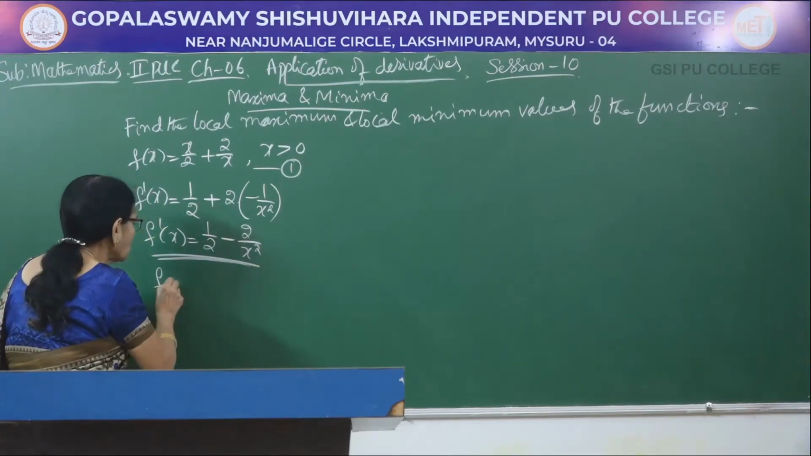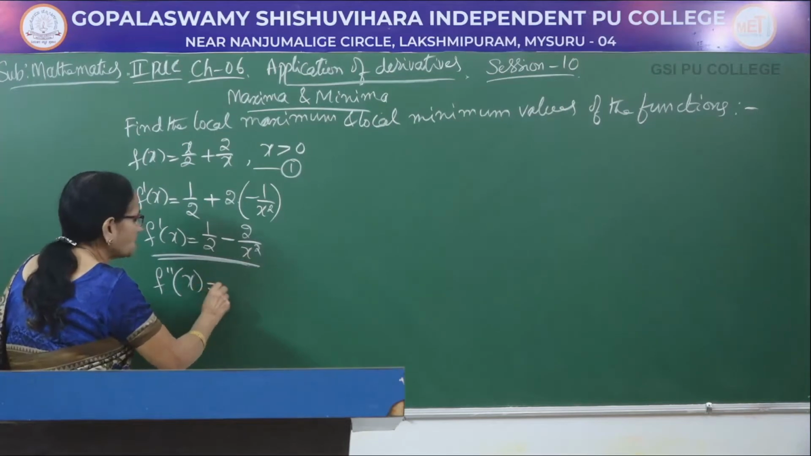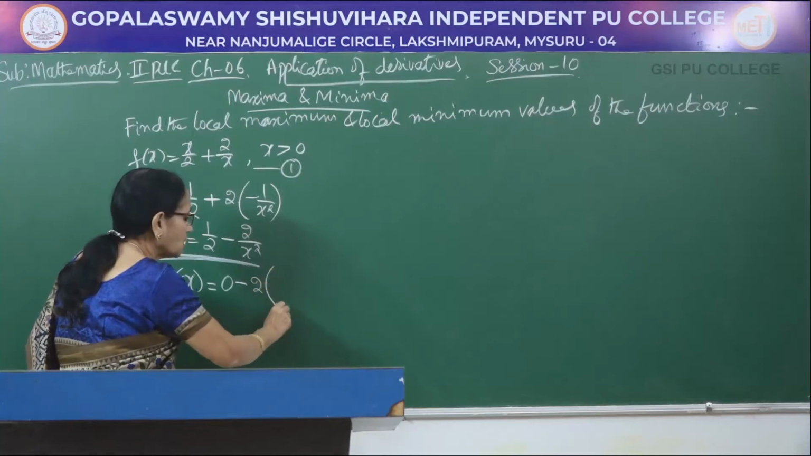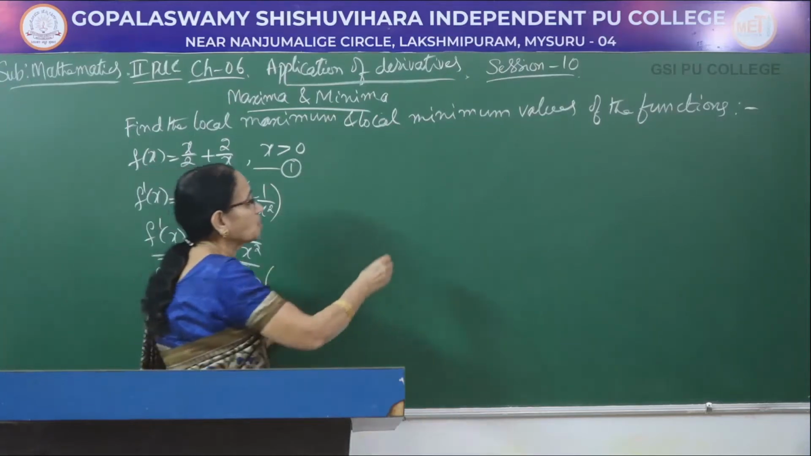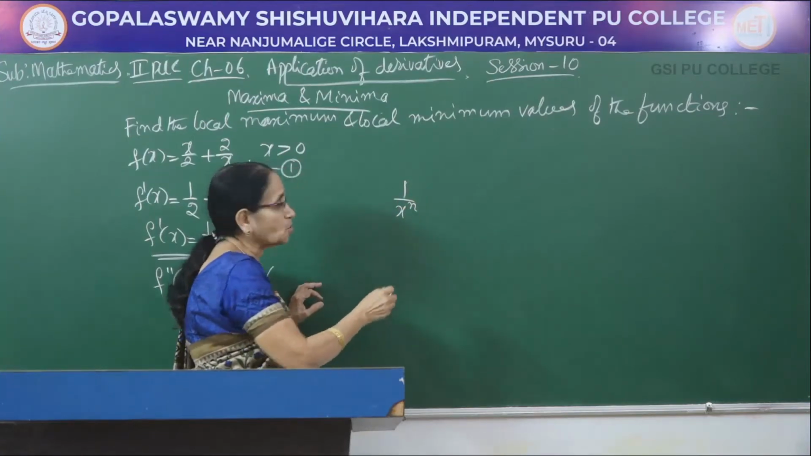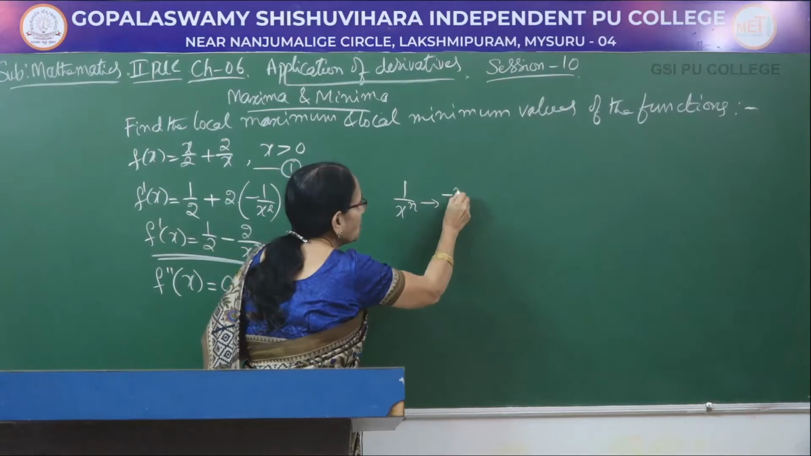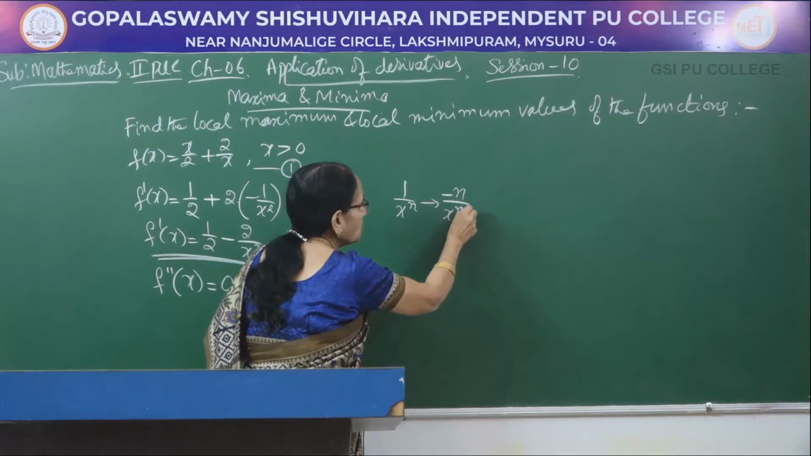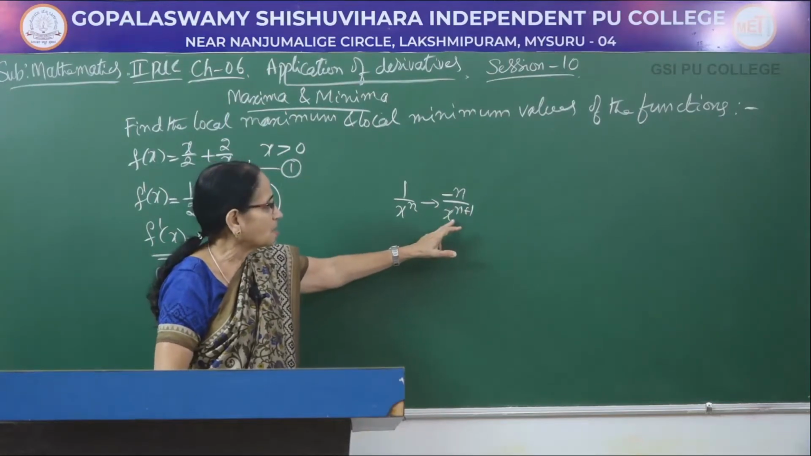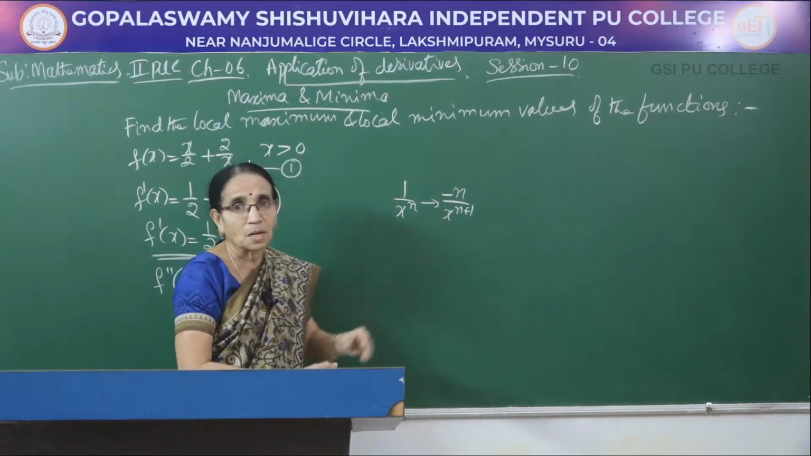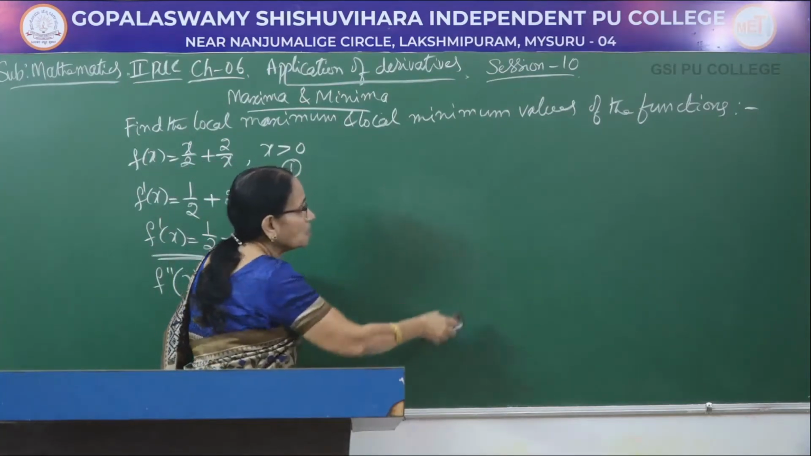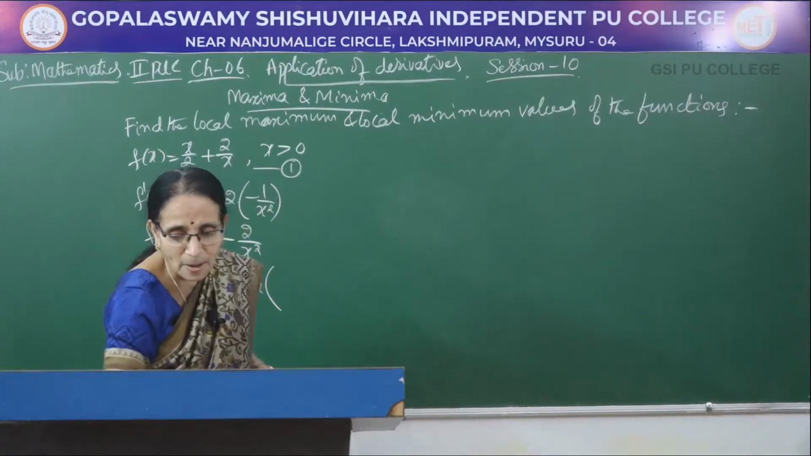Let me differentiate for the second time. f double dash x, 1 by 2 being a constant becomes 0, minus 2 into one formula I have told you when I was doing the derivative. Suppose we are having a function 1 over x to the power n. The derivative would be minus n divided by x to the power n plus 1. That is, write the index with a negative sign in the numerator and increase the index of the denominator by 1. So, this would be equal to minus n over x to the power n plus 1.